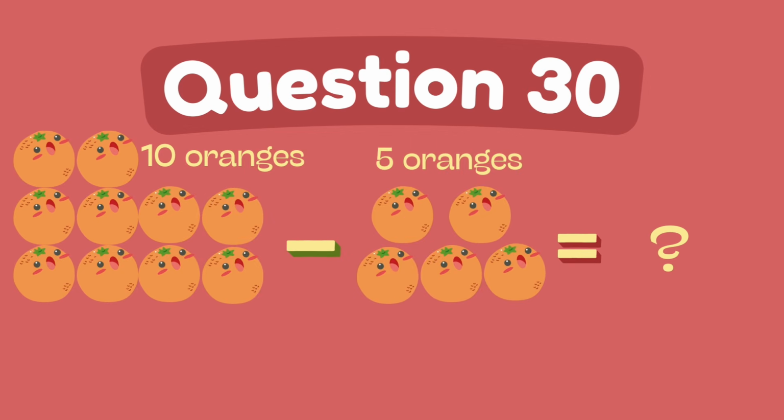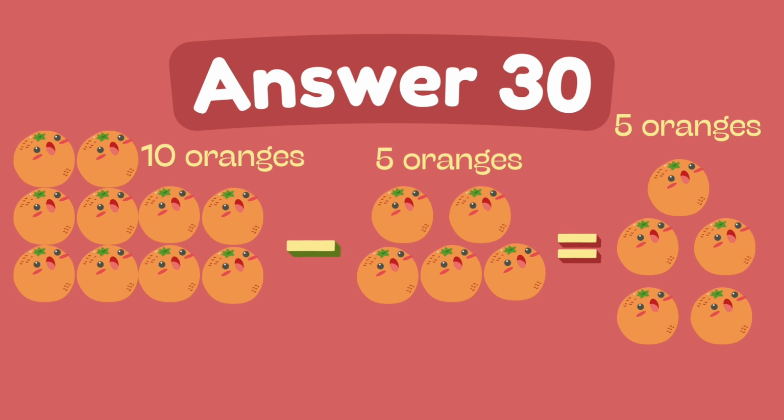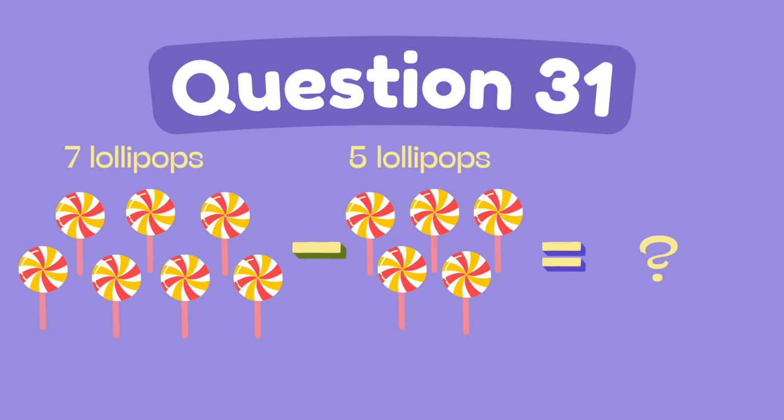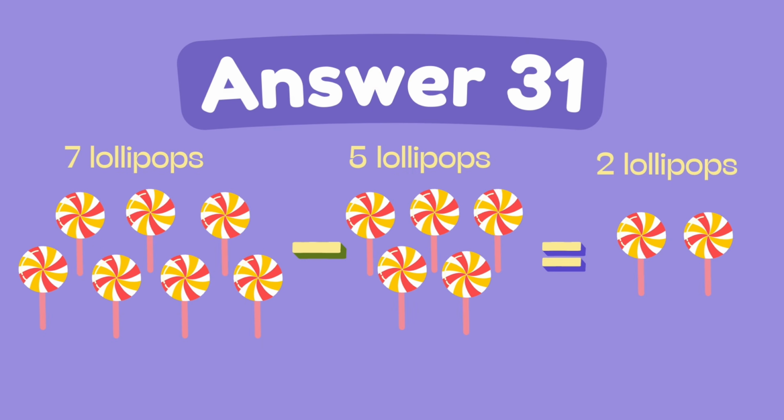What is 10 minus 5? The answer is 5. What is 7 minus 5? The answer is 2.